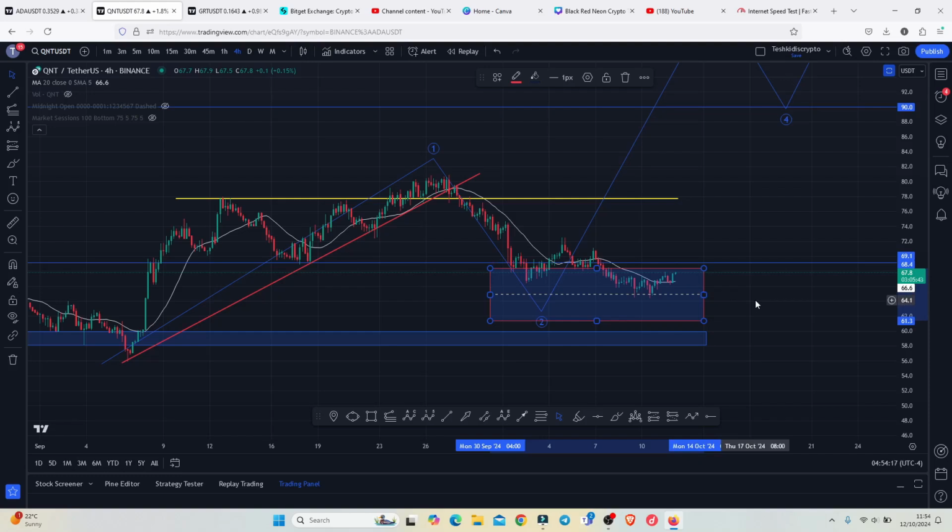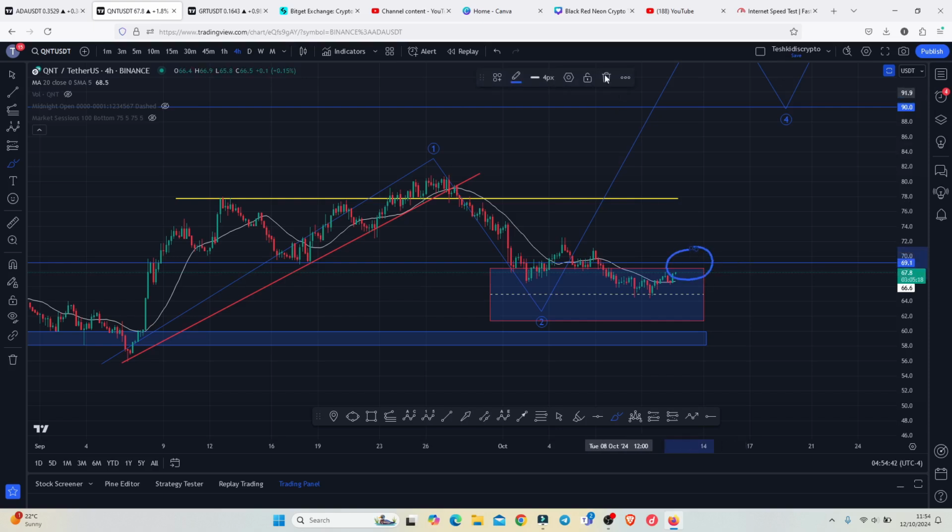QNT continues to hold within our key area of support that lies between the $68.4 and the $61.3, and at the time of this recording we are also holding above the 20-day MA here on the 4-hour chart, which is now acting as support for us to continue pushing higher. And the next key area of resistance that we need to see a break above lies above the $69.1.